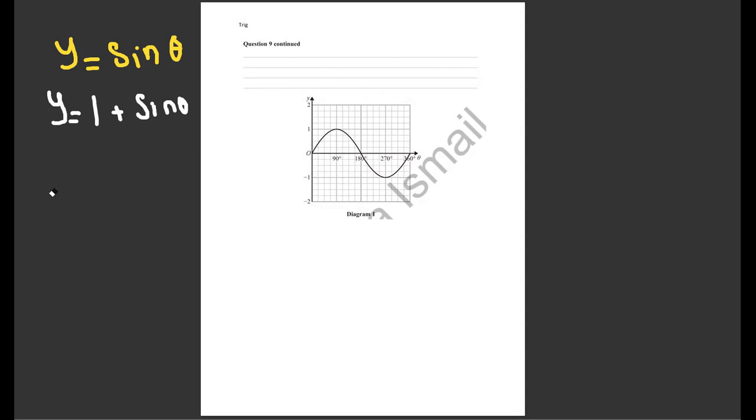So we're going to plot them again. We just add 1 to the y coordinate. So here, instead of 0, it will be 1. Instead of 1, it will be 2. Instead of 0, it will be 1. Instead of negative 1, it will be 0. And instead of 0, it will be 1. And we draw it in a curvy way again.